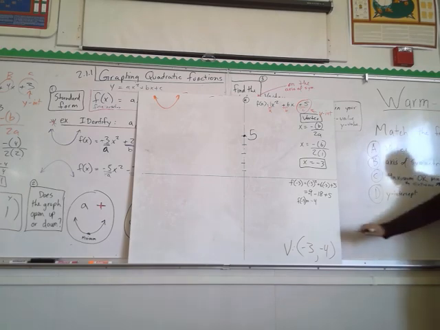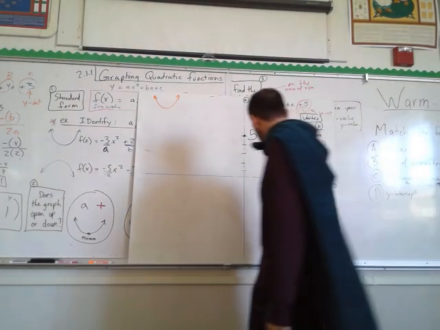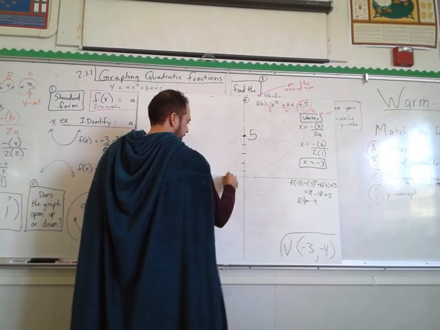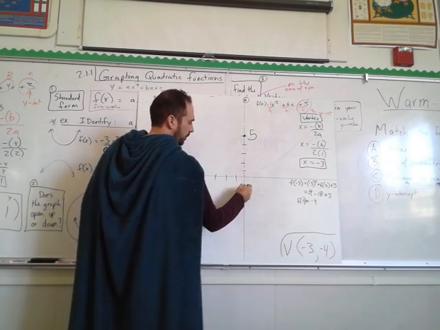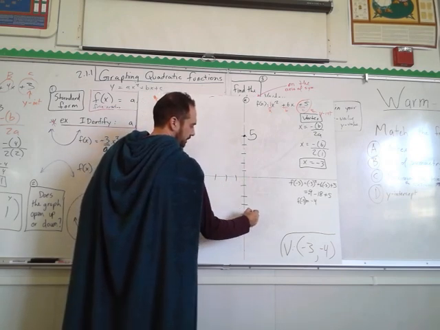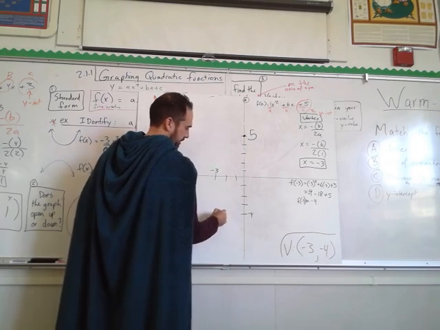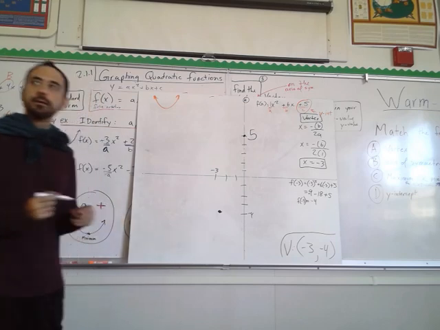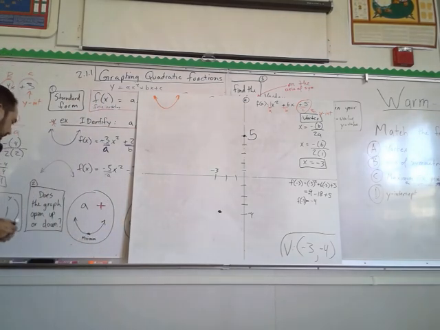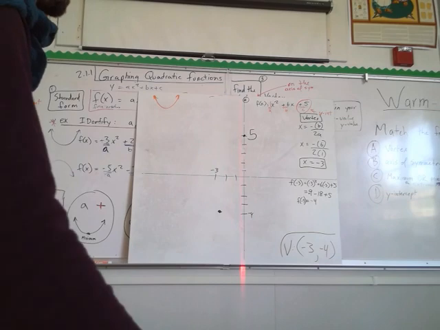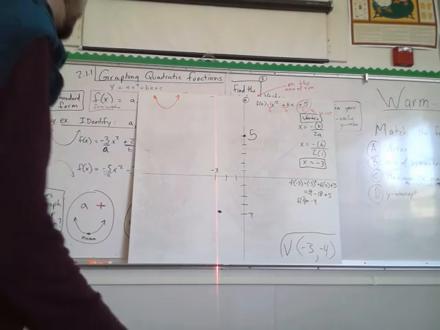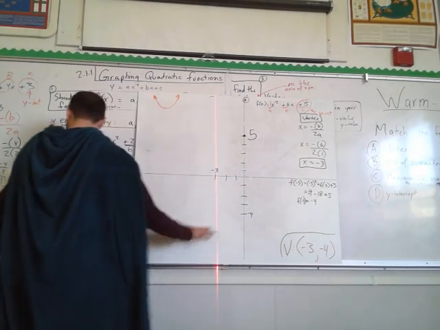All right, here we know our vertex. We're ready to graph. -3 for x, 1, 2, 3. -4 for y, 1, 2, 3, 4. Let's say right there. Now, I know that I have a line of symmetry, right? Oh, that's not where the point goes. It goes right here.